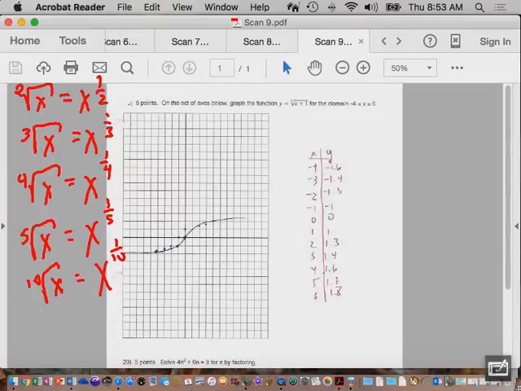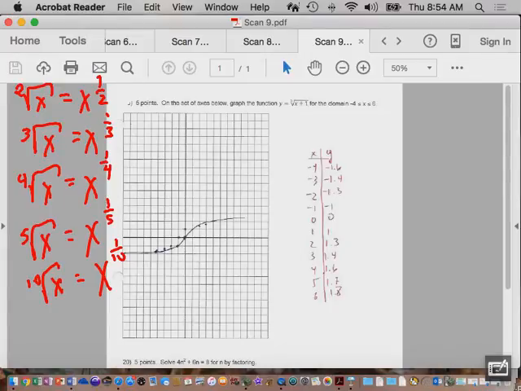You make a fraction of it and you do 1 over whatever it is. If it's the fifth root, it's 1 over 5. Fourth root, 1 over 4. Cube root, 1 over 3. So you do that, and for cube root, it's 1/3.